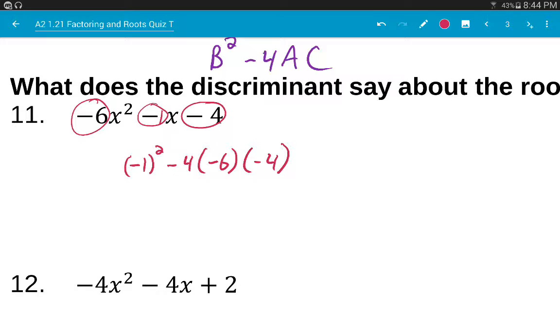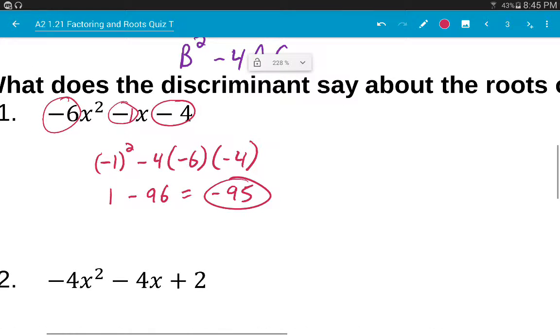This is going to be equal to 1 minus 16 times 6, which is 96. 1 minus 96 is equal to negative 95. Okay, so that means that these are imaginary roots.